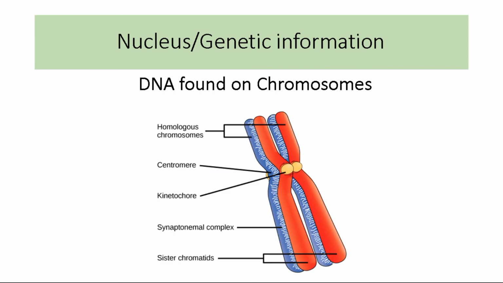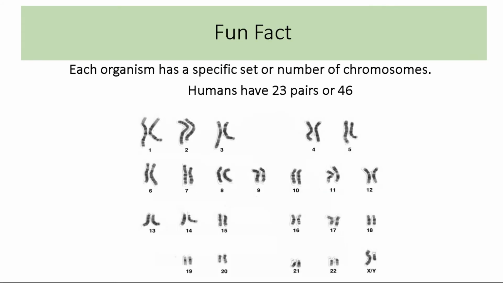Our DNA is found on special structures that are called chromosomes. Chromosomes essentially are DNA and special proteins that are called histones. And chromosomes are not usually seen within the nucleus. They only become visible when the cell is getting ready to undergo cell division. Another fun fact: each organism has a specific set or number of chromosomes. For example, humans have 23 pairs or 46 chromosomes.